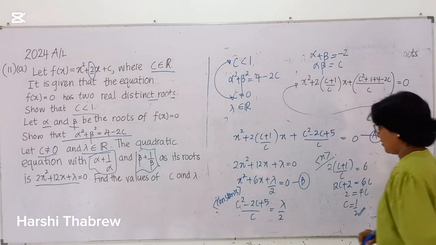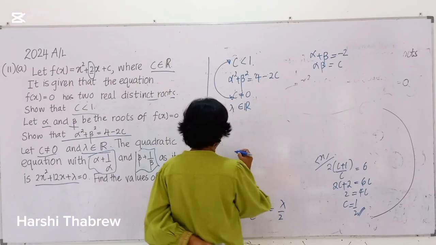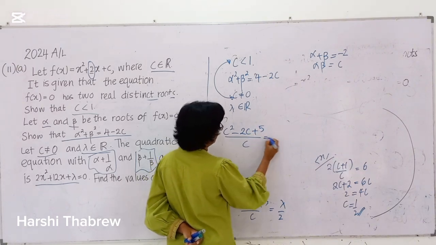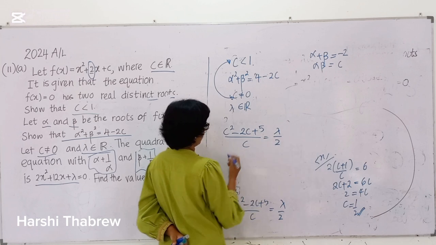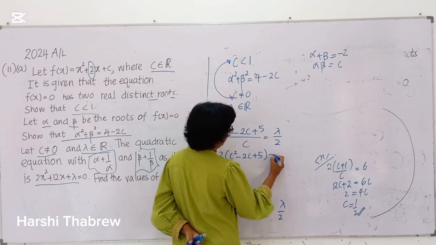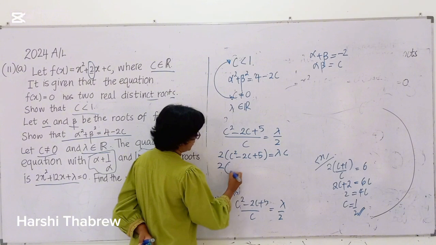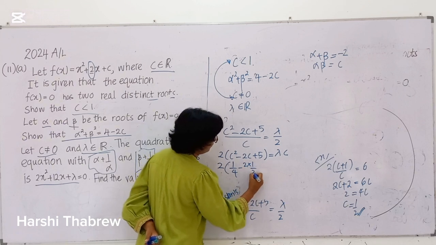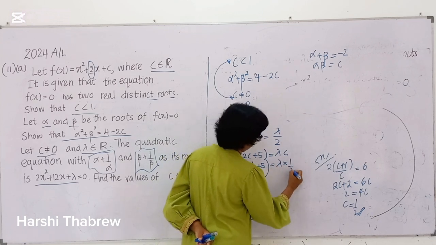Right? Okay. I don't have enough space here. Copy down this part. c squared minus 2c plus 5 over c equals lambda over 2. So you can substitute for c. Before that, you can cross multiply: 2 times (c squared minus 2c plus 5) equals lambda c. So let's substitute for c. 2 into square of half, it's 1/4, minus 2 into half, plus 5 equals lambda times half.